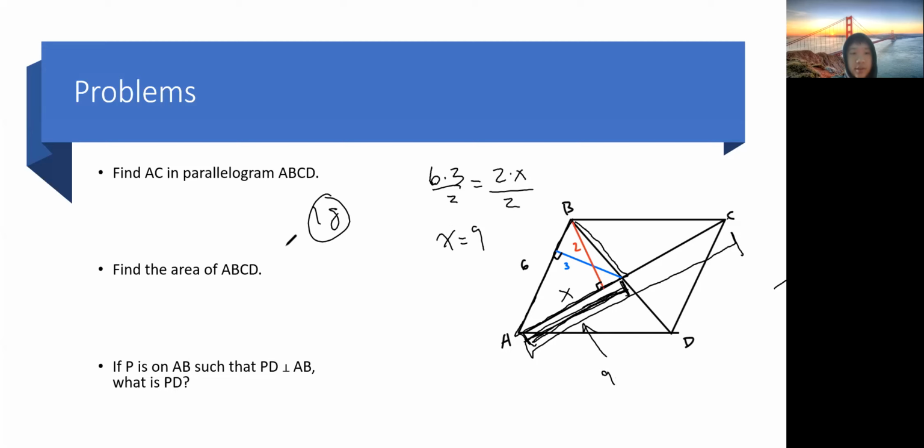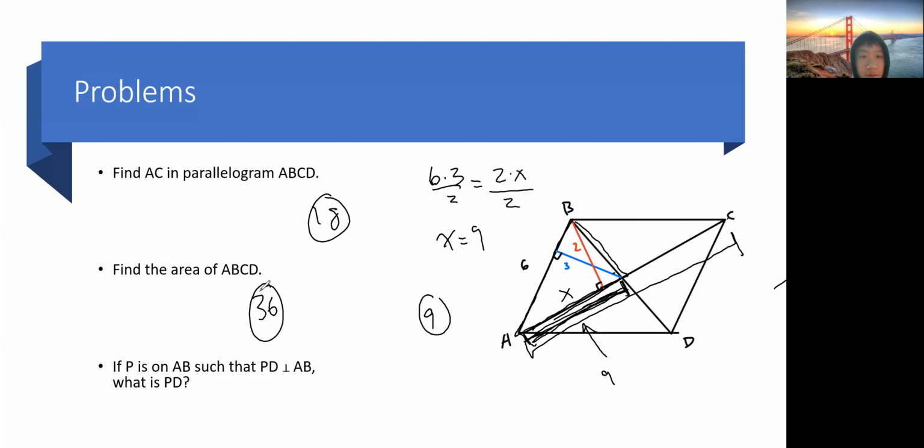Okay? So now we're going to do the next part. Find the area of ABCD. We already know the area of the small triangle right here, right? This triangle has area 6 times 3 divided by 2, which is just 9. Right? The area is 9. And we know that each triangle made by these parallelograms is going to have the same area. Each of them is having 1/4 of the area of the whole parallelogram. So to find the area of the parallelogram, we just multiply 9 by 4. So that will be 36.